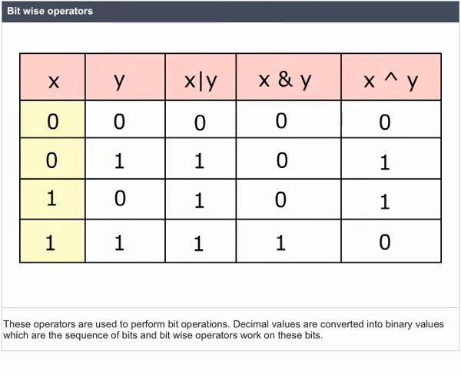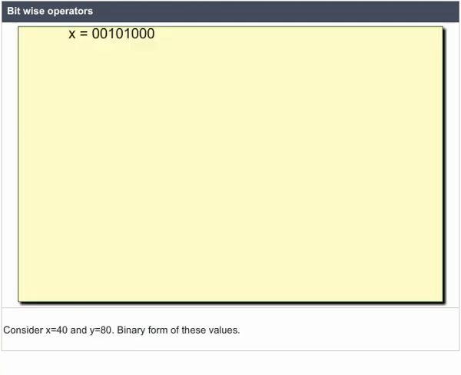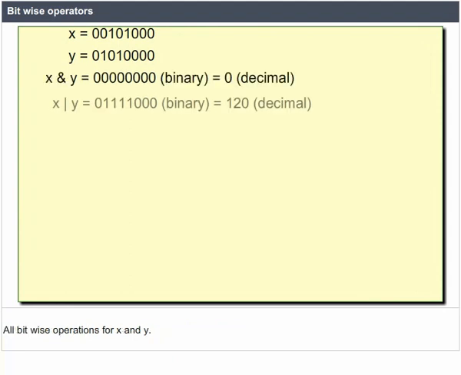Bitwise operators. These operators are used to perform bit operations. Decimal values are converted into binary values, which are the sequence of bits, and bitwise operators work on these bits. Bitwise operators in C language are bitwise AND, bitwise OR, bitwise NOT, XOR, left shift and right shift. Consider X = 40 and Y = 80. Binary form of these values, all bitwise operations for X and Y.